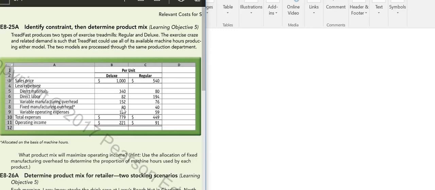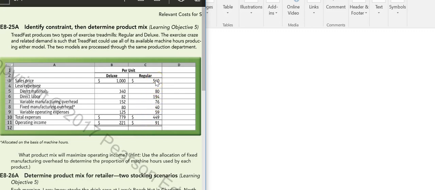So that means if the deluxe model can be produced by using a certain number of machine hours, they could produce double the number of regular models, right? Because the regular model actually needs half of the deluxe model's machine hours. So for a certain number of machine hours, it will produce double the number of regular models, right?